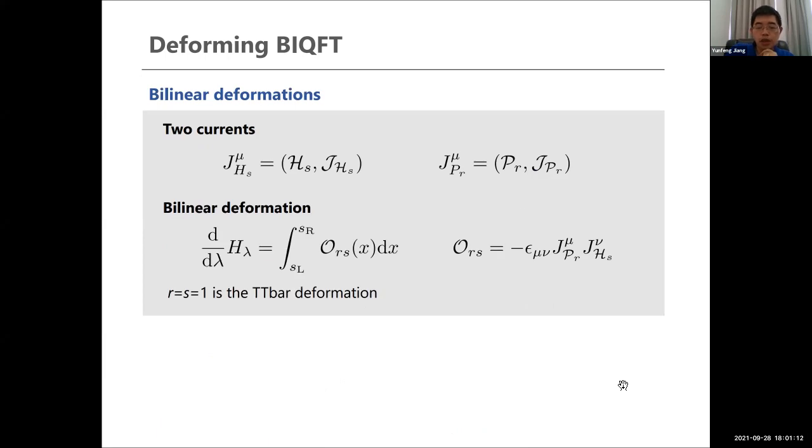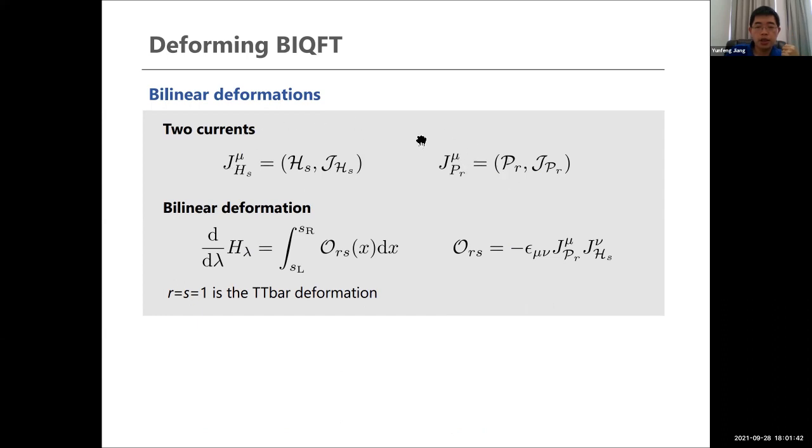For each conserved charge, we can associate a local conserved current. For example, for the HS conserved charge, I have a conserved current, K mu. The time component is the charge density, while the space component is the current density. We have a similar current for the PR type conserved charge, which is broken by the boundary.